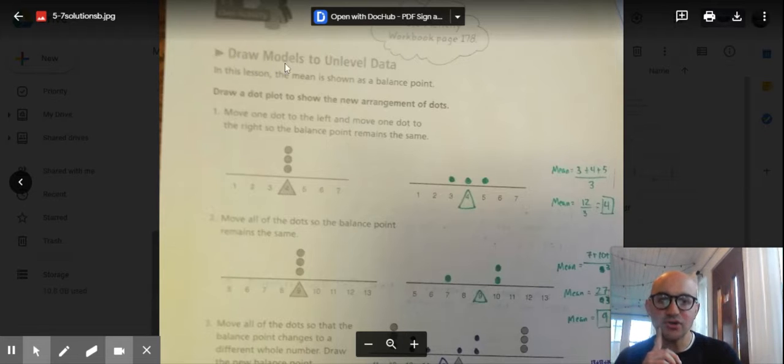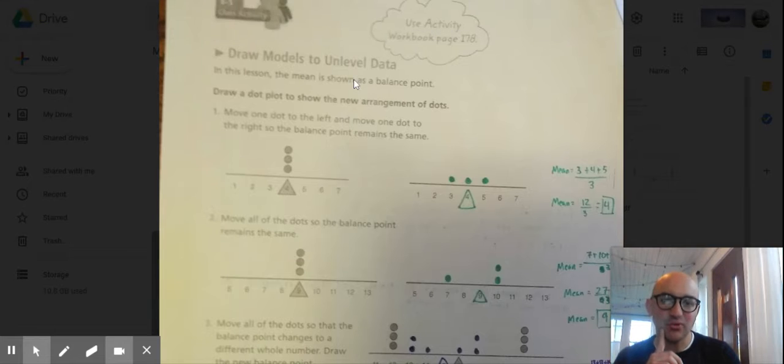So let's look at the beginning. Always want to read the headings, draw models to unlevel data. In this lesson, the mean is shown as a balance point. So as I'm working through these, I'm going to use the terms mean and balance point interchangeably. For the purpose of today's activity, think of these things as the exact same concept, just different ways of viewing it, okay? So draw a dot plot to show the new arrangement of dots.